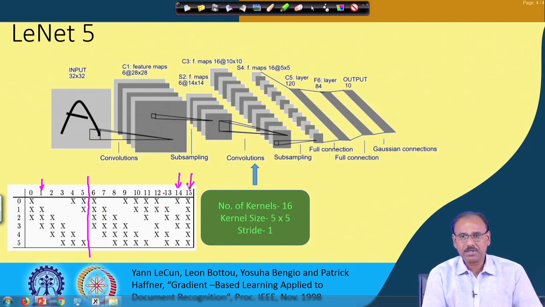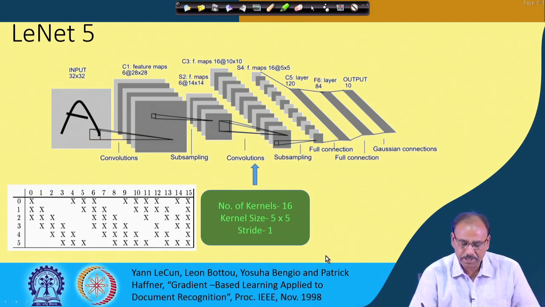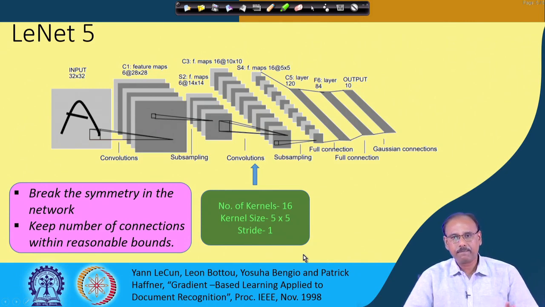So the kind of connection, or the way the feature map is generated by this convolution layer, is a bit asymmetric. It is not symmetric. And the reason for making it asymmetric is to break the symmetry in the network. That is the first reason. And the second is that because of this asymmetry, the number of parameters or the number of connections were kept within a reasonable bound. So this was the purpose of having this asymmetric connection to generate these 16 feature maps.